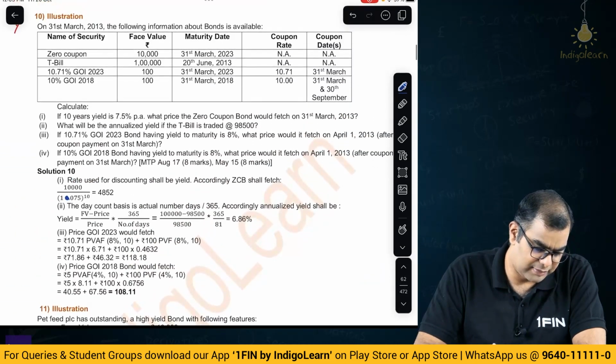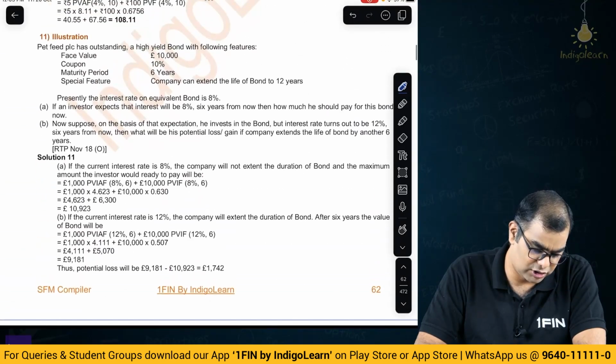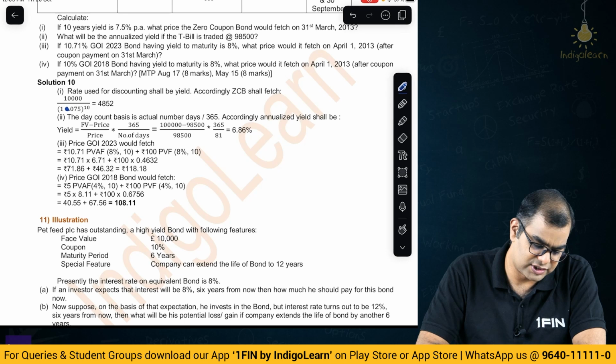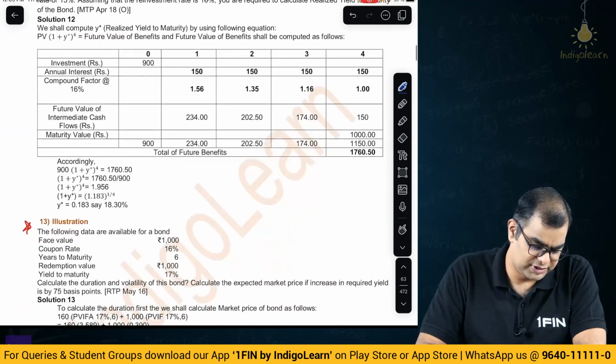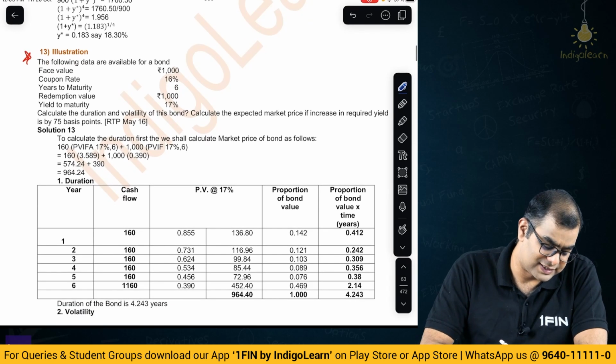In this, question 10 also we will come back to, because this is a question related to some concepts that we have not learned so far, which is annualized yield and all that. We'll learn that. It is not complex, very simple. But I want to do it together so that there is a sense of continuity. Next, let us look at this question.